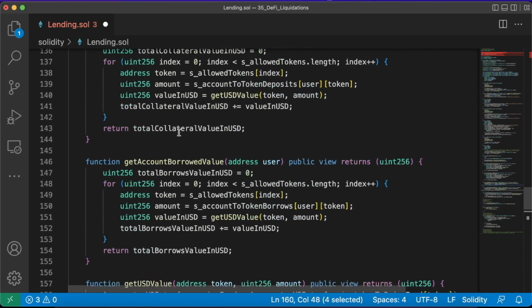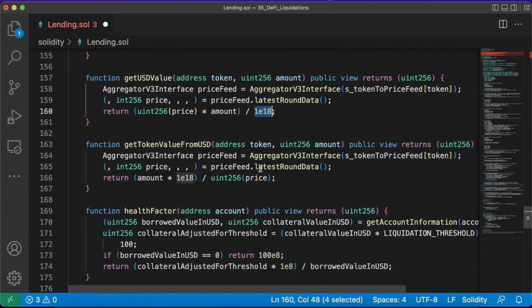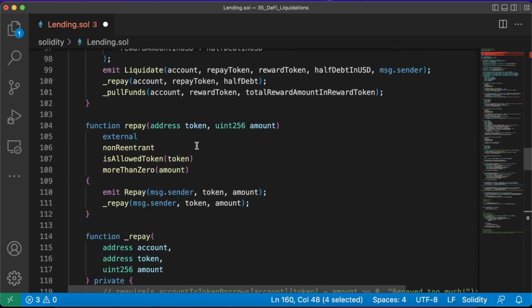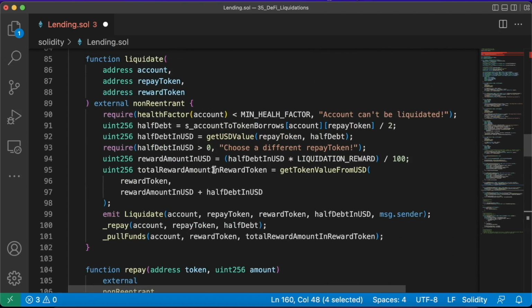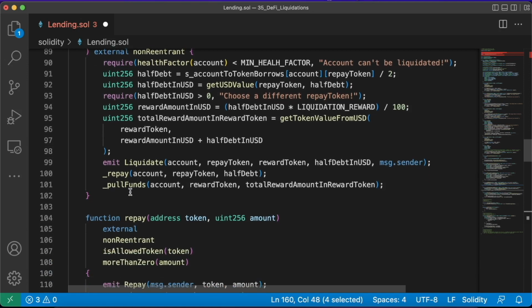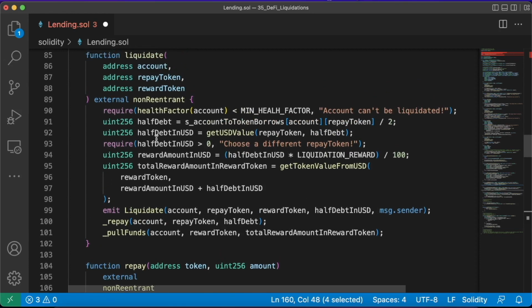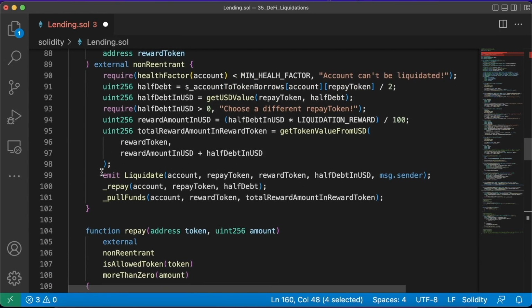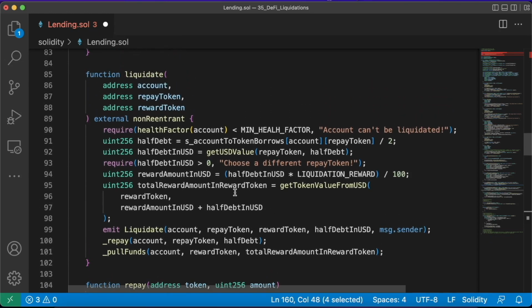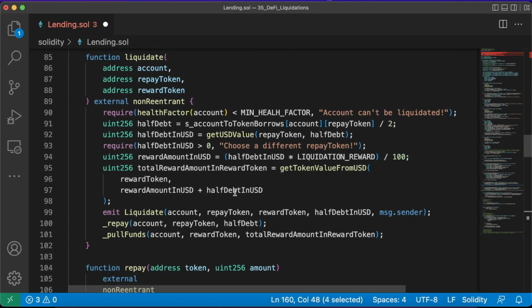Very similar to get USD value, but just doing the opposite. Here we divide by the price instead of multiply by the price. And here what is happening is that we are going to get the total value in tokens of the reward token of this value in USD. Then that is going to be pulled from the collateral of the account that is being liquidated, and it will be given to the liquidator. Of course, an event is sent. And that's the way liquidations work.